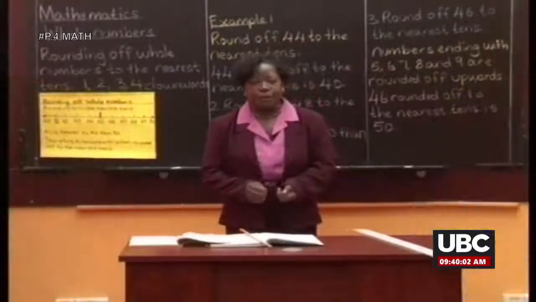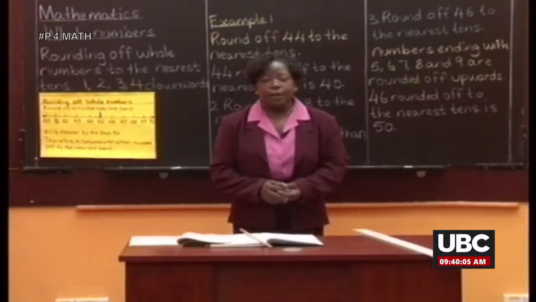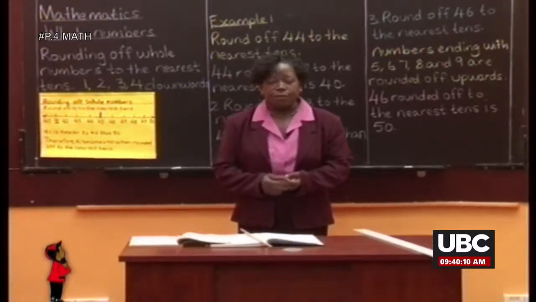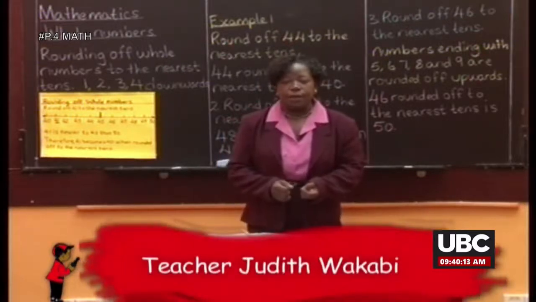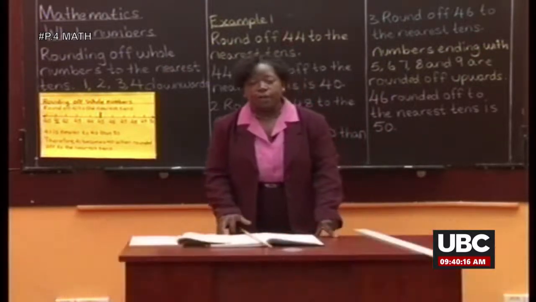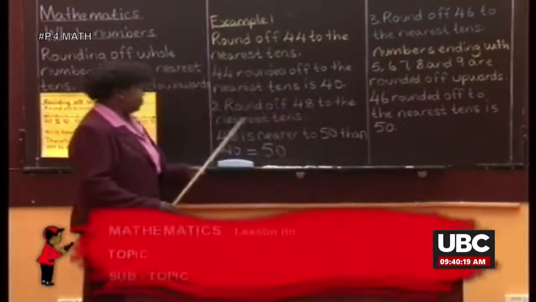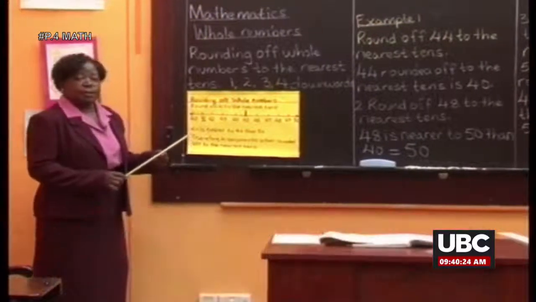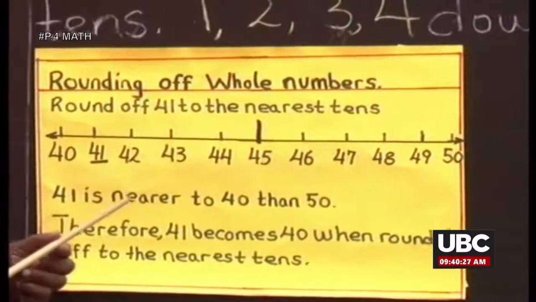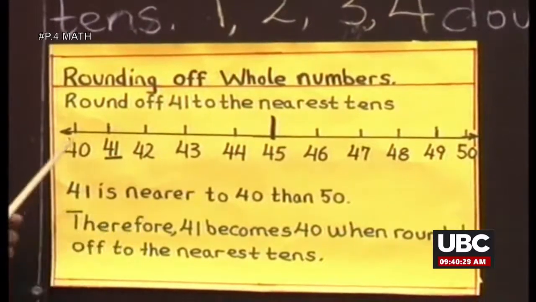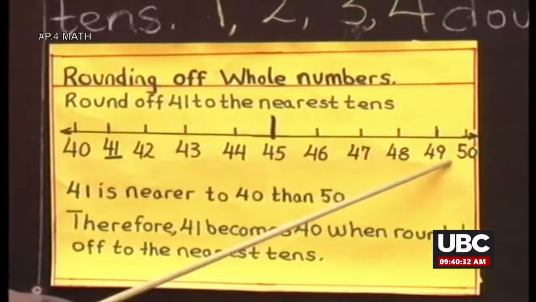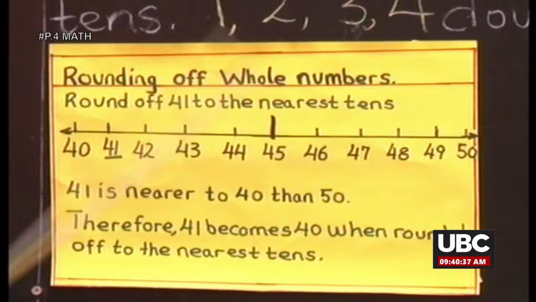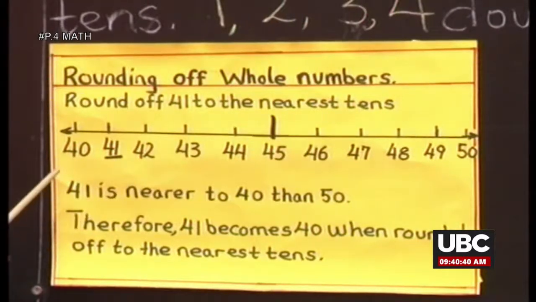Welcome back, children, from your break. Before you went for your break, we were learning how to round off numbers to the nearest tens. And we said that when we are rounding off, we can use a number line, like this one. You can use any number line depending on the numbers you want to round off. It's not necessarily that they have to start from 40 to 50. You can make your number line with different numbers depending on the numbers you want to round off.